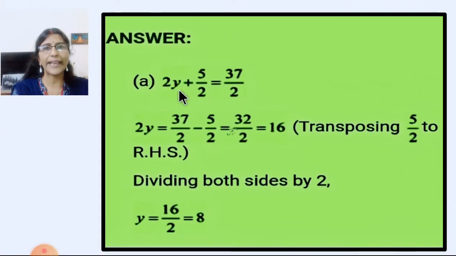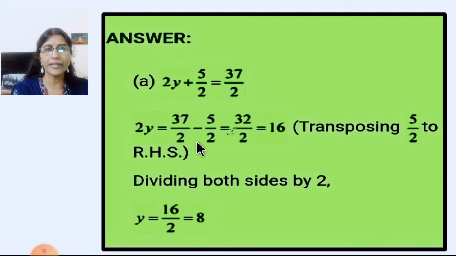First one is 2y plus 5 upon 2 is equal to 37 upon 2. So as we have learned, the term with the variable will be on the left side. This we will keep here, and this is the number part, the constant, which we will take to the right side of the equation. So 37, first always remember the number which is on the right side has to be written first. So 37 upon 2 minus 5 upon 2, because we are transposing 5 upon 2 to the right hand side of the equation.